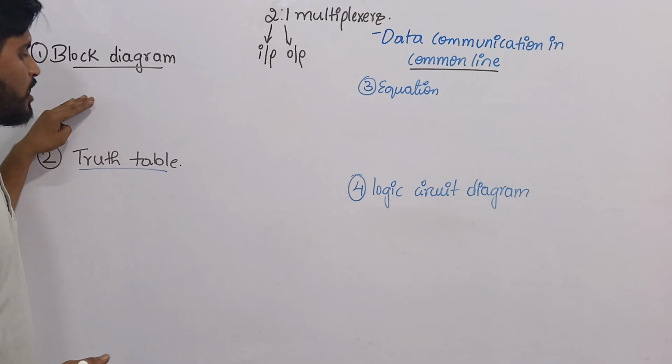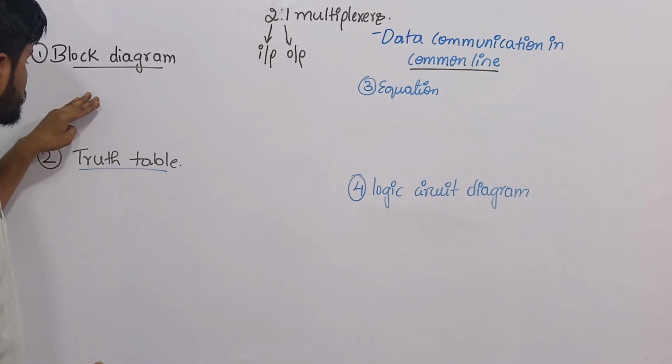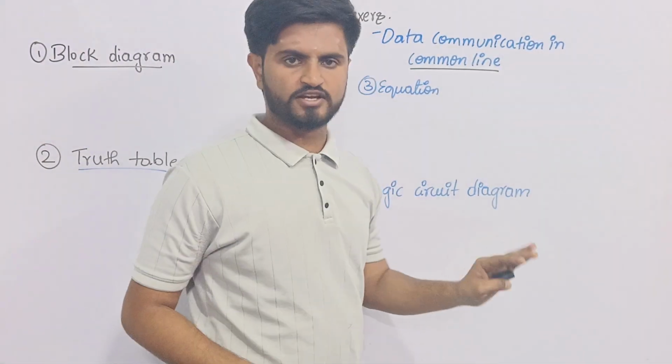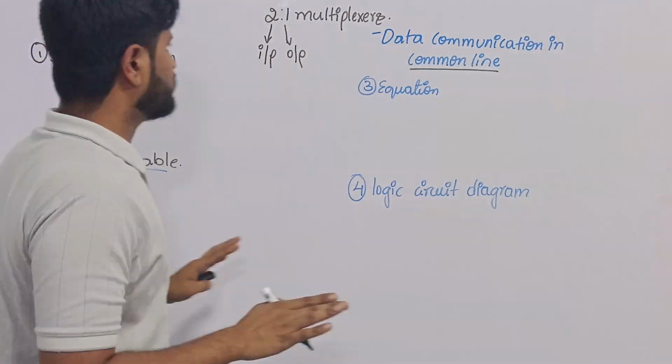So now let's draw the block diagram. Later, using that block diagram, we will write the truth table, characteristic equation and logic circuit diagram. This will complete the problem.